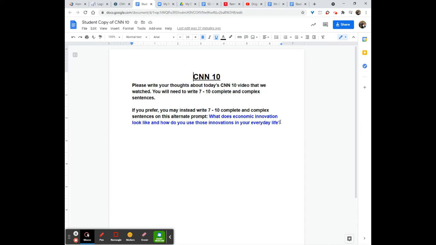Remember that phones used to not have the ability to text. They could only be used for phone calls. That's right. Even cell phones originally could only be used to talk on the phone. So that progression of text messaging is an innovation, and you use that all the time in your daily life. So those are the kinds of things we're talking about when we ask, what does economic innovation look like and how do you use those innovations in your everyday life? You can choose to talk about CNN 10 or talk about the alternate prompt.